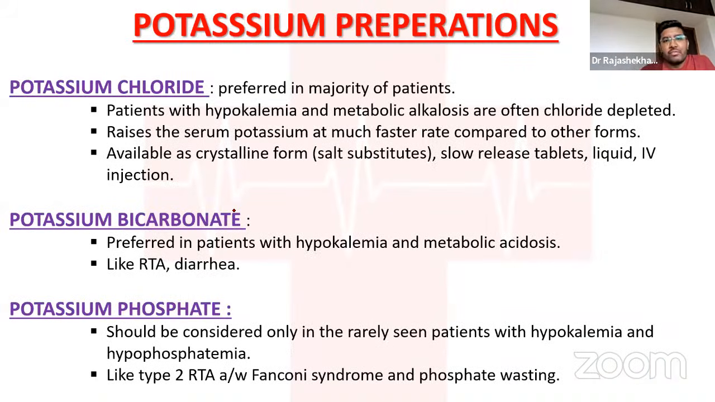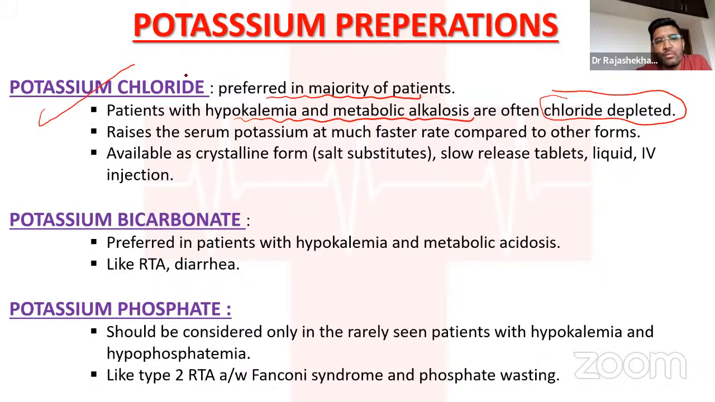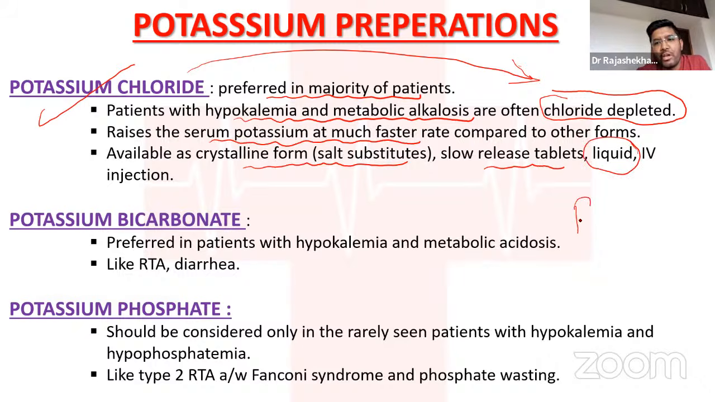Then after calculating the deficit, you need to decide which potassium preparation to give the patient. There are some types of potassium preparations available. Majorly it is potassium chloride, and it is preferred in the majority of patients, because patients with hypokalemia and metabolic alkalosis are often chloride depleted. So by supplementing potassium chloride, you are correcting both chloride deficit and potassium deficit. And among all the preparations, it raises the serum potassium at a much faster rate. It is usually available as a crystalline form, as a salt substitute, or slow release tablets, or a liquid. Liquid is very commonly available as a pot chlor.